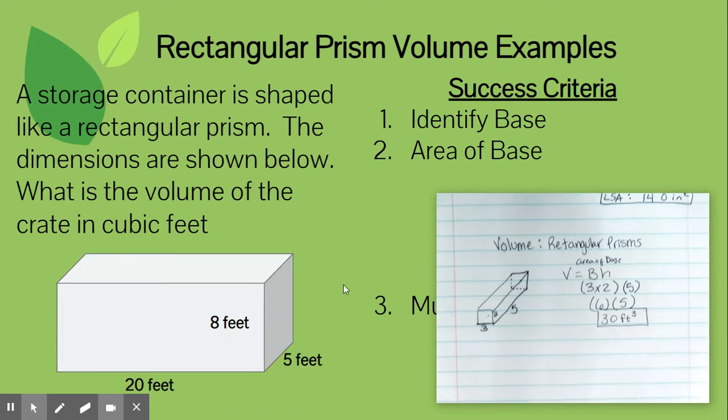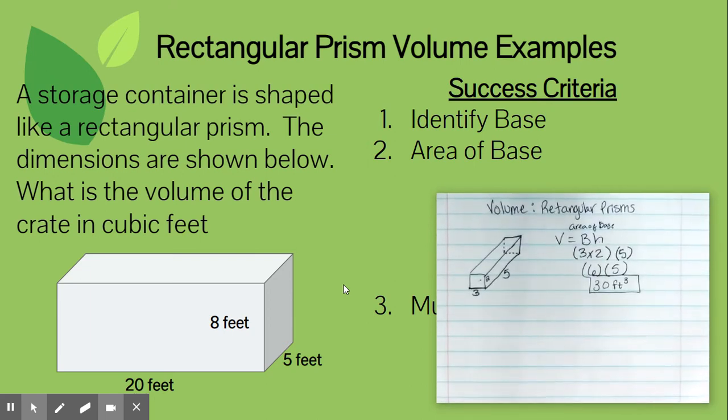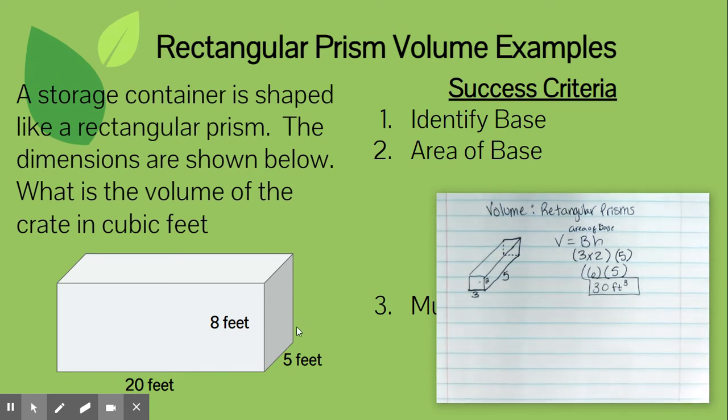Rectangular prism. A storage container is shaped like a rectangular prism. The dimensions are shown below. What is the volume of the crate in cubic feet? So this shows me it. The area of the base would be this 8 times 5, because that's my base, and then my height would be 20 here.